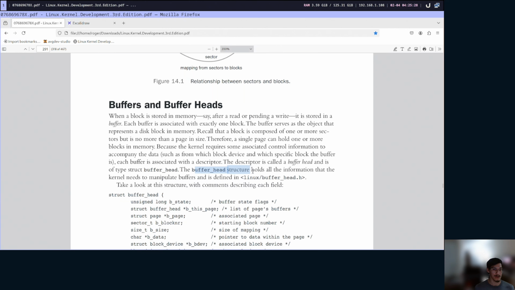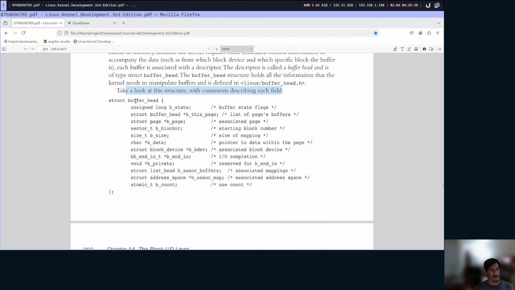The buffer head structure holds all the information that the kernel needs to manipulate buffers and is defined in linux/buffer_head.h. Let's take a look at this structure with comments describing each field. So here it is. Not going to go too much into it, but here's the associated page with the buffer head, and it could potentially contain multiple blocks. So basically, we have the pointer to the data within the page, versus this is the pointer to that page. The associated block device, starting block number.